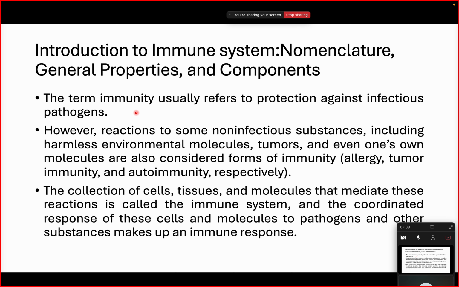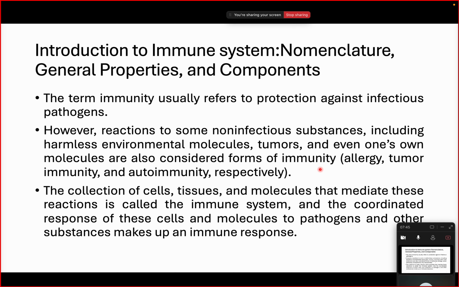However, reactions to some non-infectious substances, including harmless environmental molecules, tumors, and even one's own molecules, are also considered forms of immunity. If it is from environment, which is harmless, it can create allergy. Tumors, that is the cancerous, our own cells, which are not in our control. And autoimmunity, which means that our own immune system is killing our own cells.